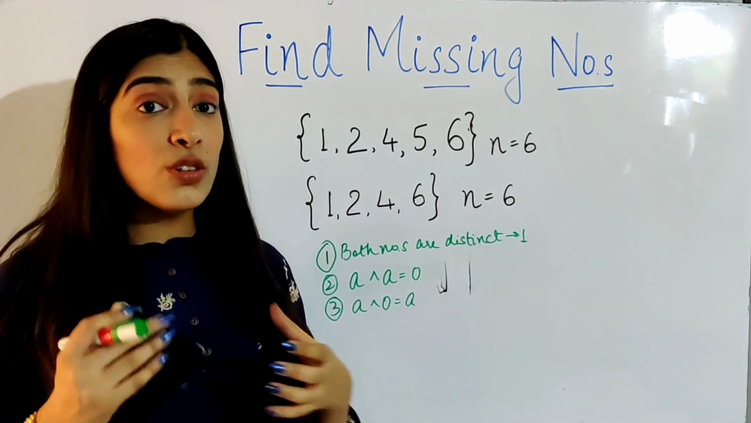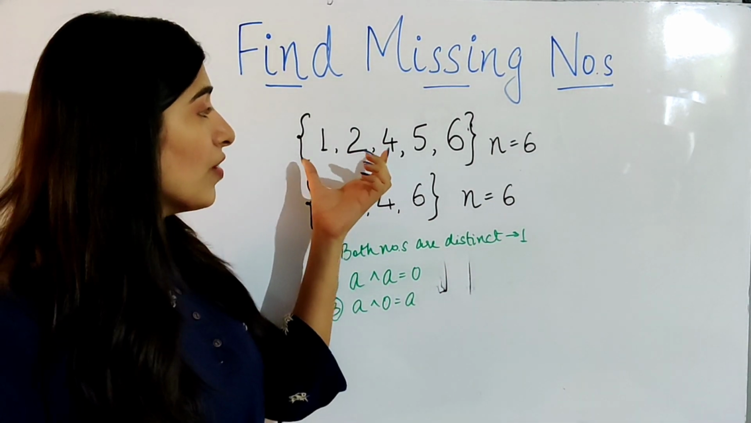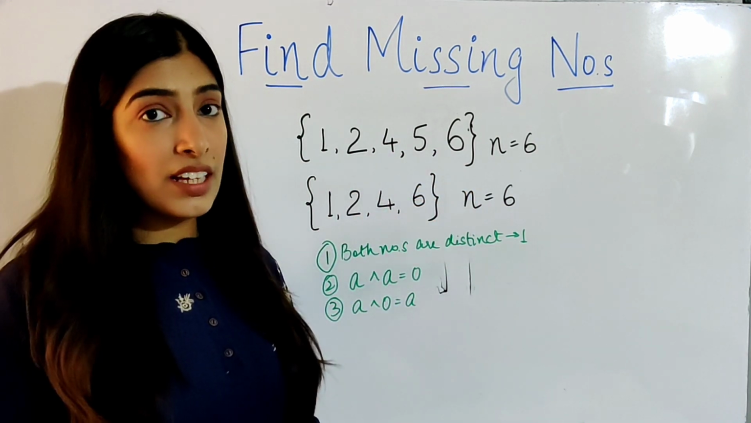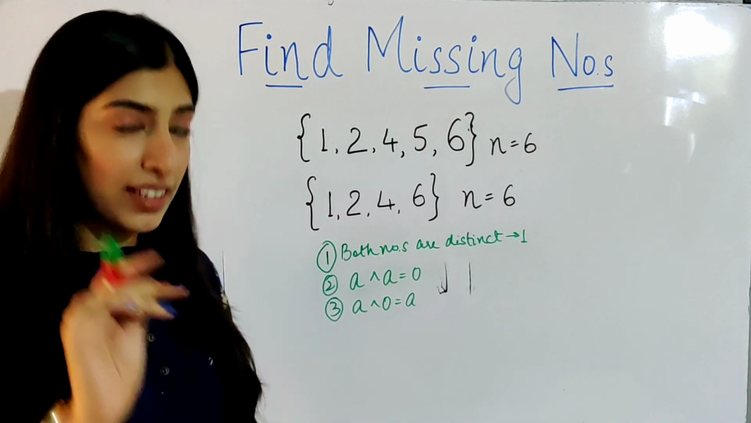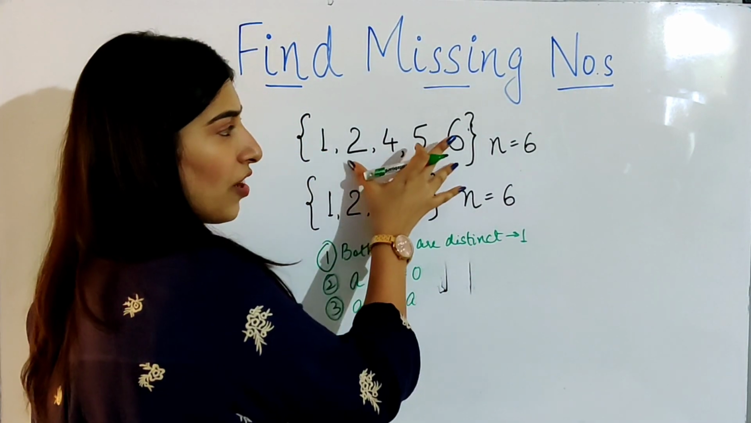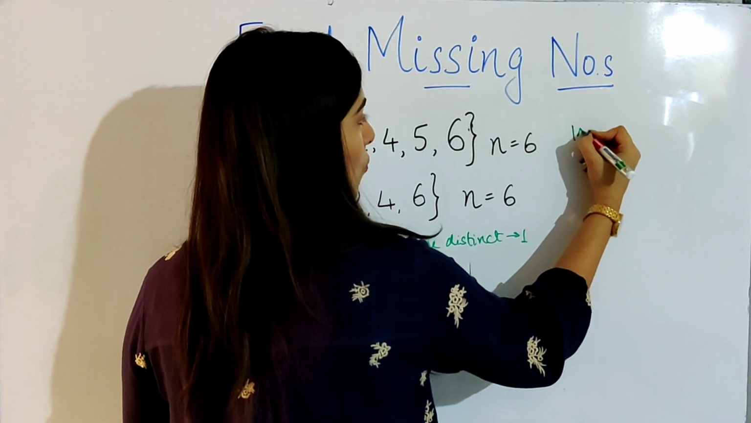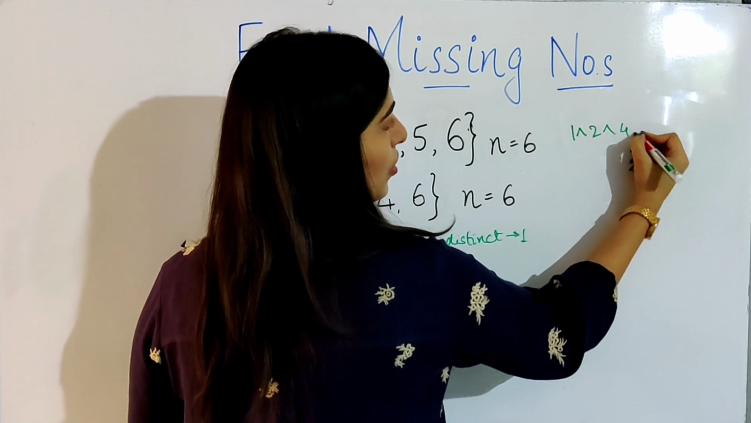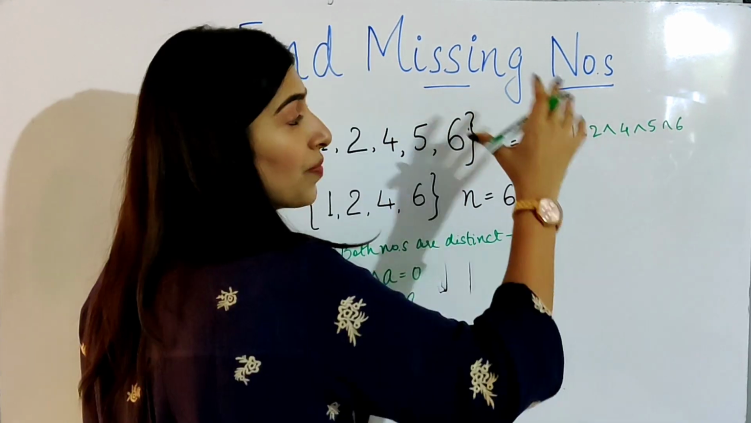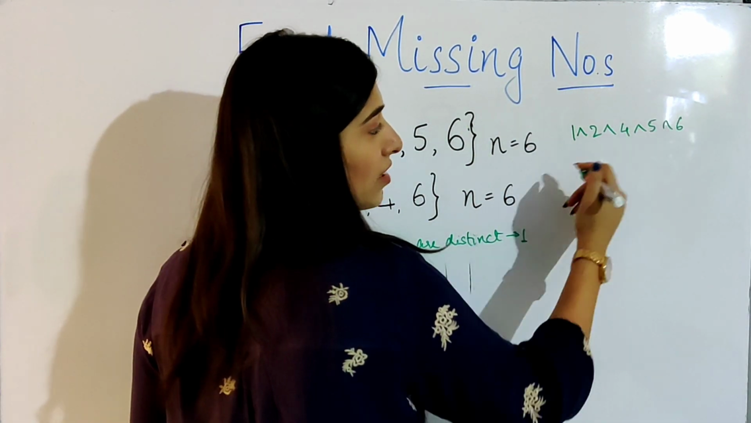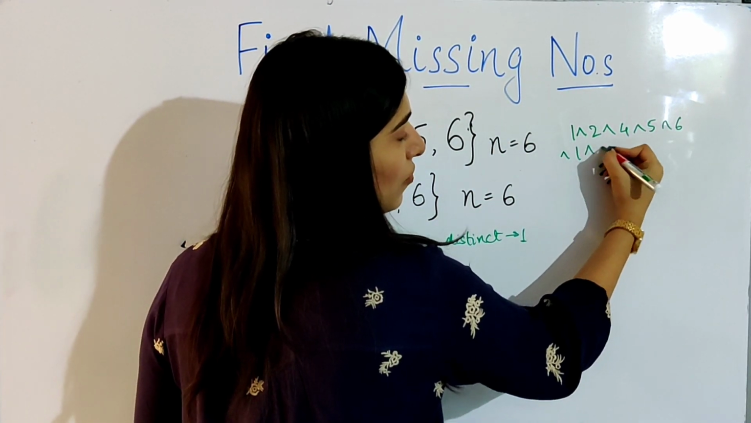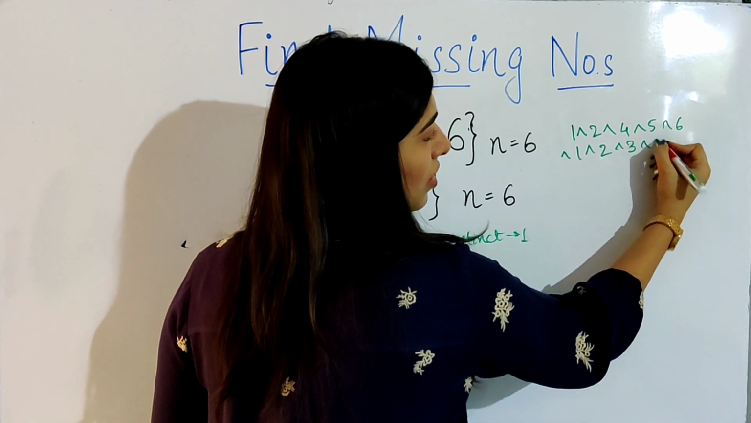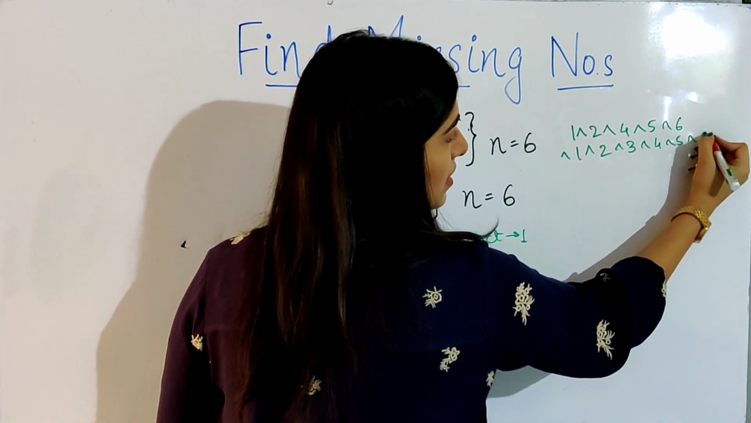So these three are very important properties that are used in a lot of questions, and we are also going to use them. So what we are going to do is, we will XOR all of these numbers and XOR them again with all the numbers between 1 to n. Let me show you how. So XORing these numbers will look like this: 1 XOR 2, XOR 4, XOR 5, XOR 6. Now I am going to XOR this entire thing with all the numbers between 1 to 6, which will be XORing 1, 2, 3, 4, 5, 6.